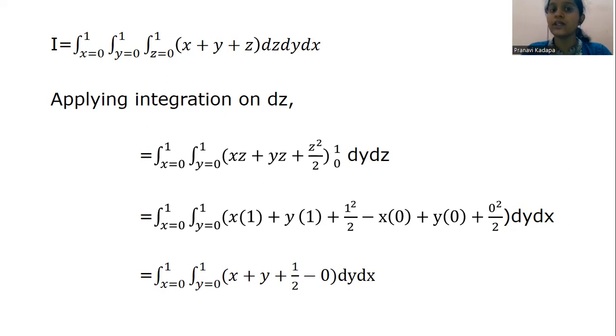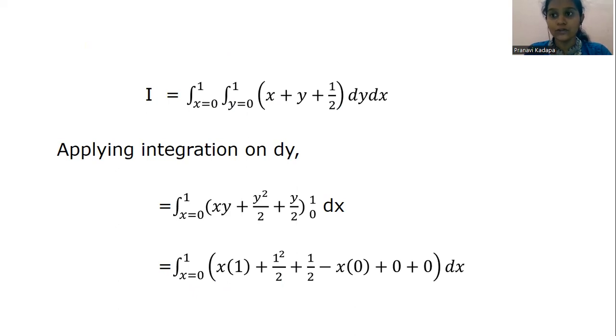That is, if there is no variable in the integration, if the integration is 1 into dz, then the value is z. If it is given in a power, like integration of a power n into da, then we'll write a power n plus 1 by n plus 1. Applying those formulas in this equation and the higher and lower limits, we get integral x from 0 to 1, integral y from 0 to 1 of x plus y plus 1 by 2 minus 0 dy dx.